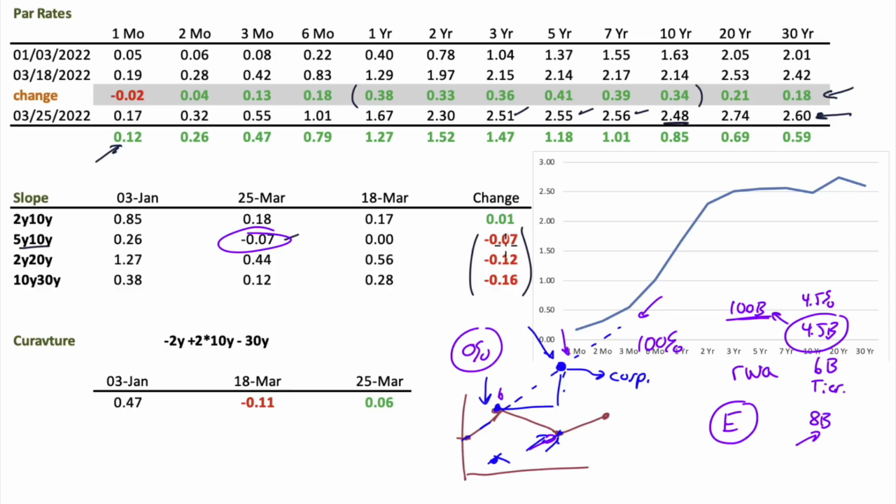So we are moving in the wrong direction, though. On slope, we are flattening, and we should pay attention to that. We should be very aware. The 2 to the 10 and the 2 to the 20 are big ones to watch. Right now, that's 44 basis points. This is 18 basis points. These are not inverted. They're still upward sloping. They're just moving in the wrong direction.